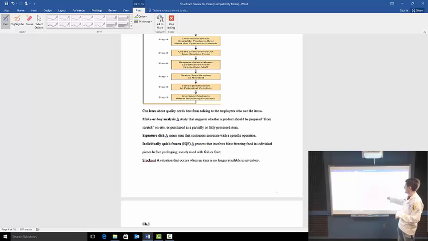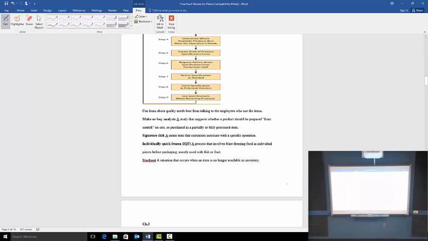And then lastly, a stockout. A stockout is a situation that occurs when an item is no longer available in inventory. So a stockout is a perfect example of when we might have to reevaluate our product specifications because we're not going to be able to get the exact thing that we want.